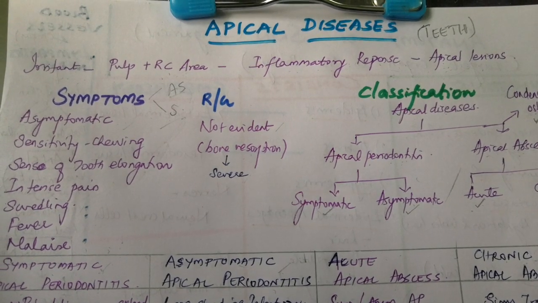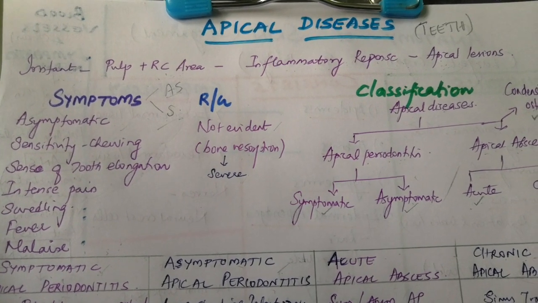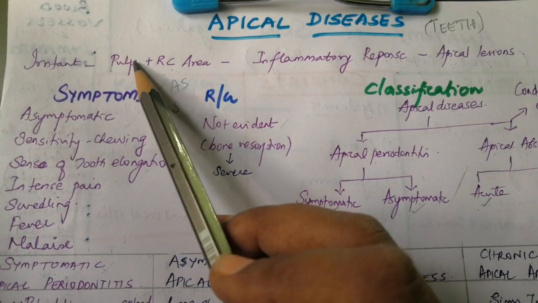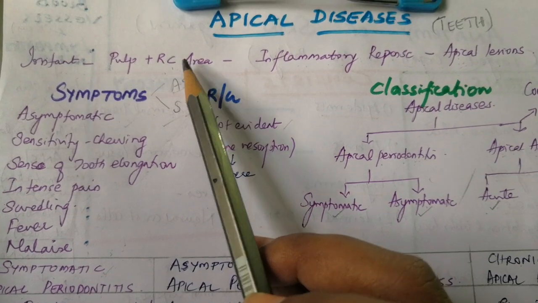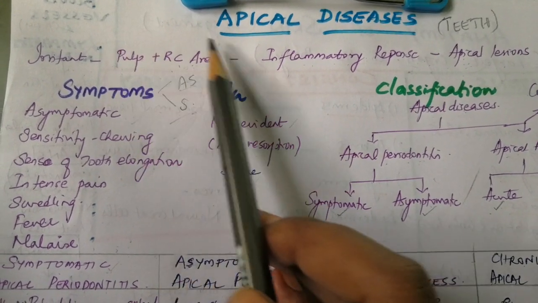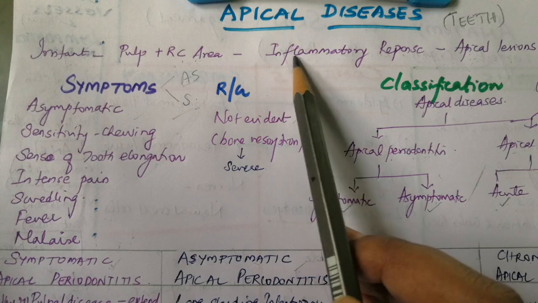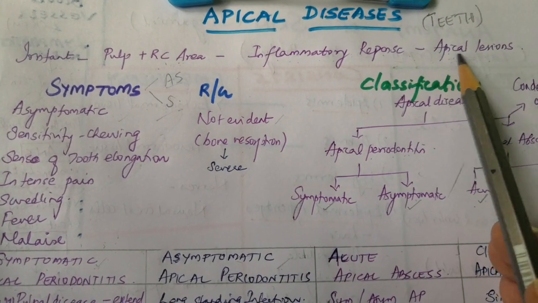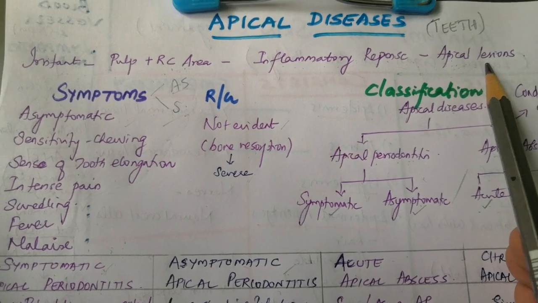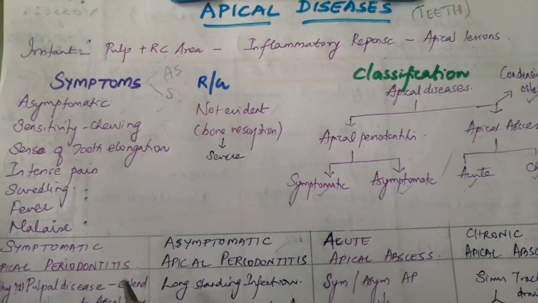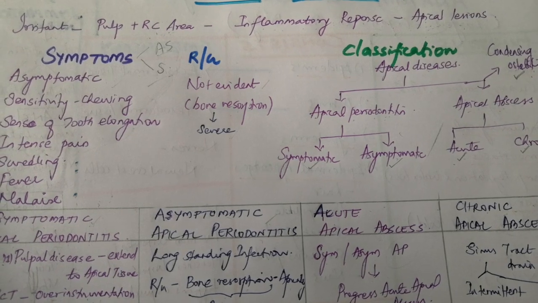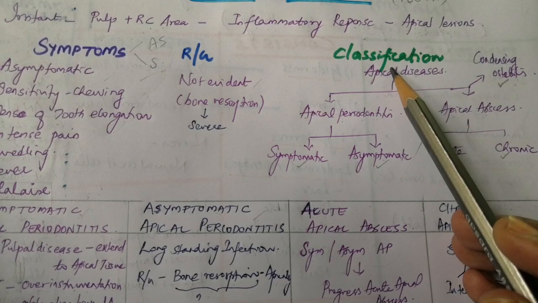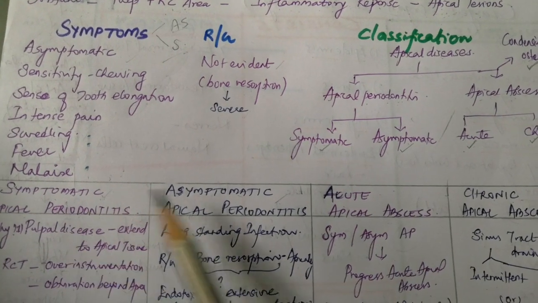Today's topic is apical diseases of the teeth. Any irritant which reaches the pulp and the root canal area causes an inflammatory response in this area, and ultimately this inflammatory response will pave the way to the apical region, hence leading to apical lesions. We will be seeing the symptoms, radiographic features, classification, and in detail about 5 types of apical lesions.